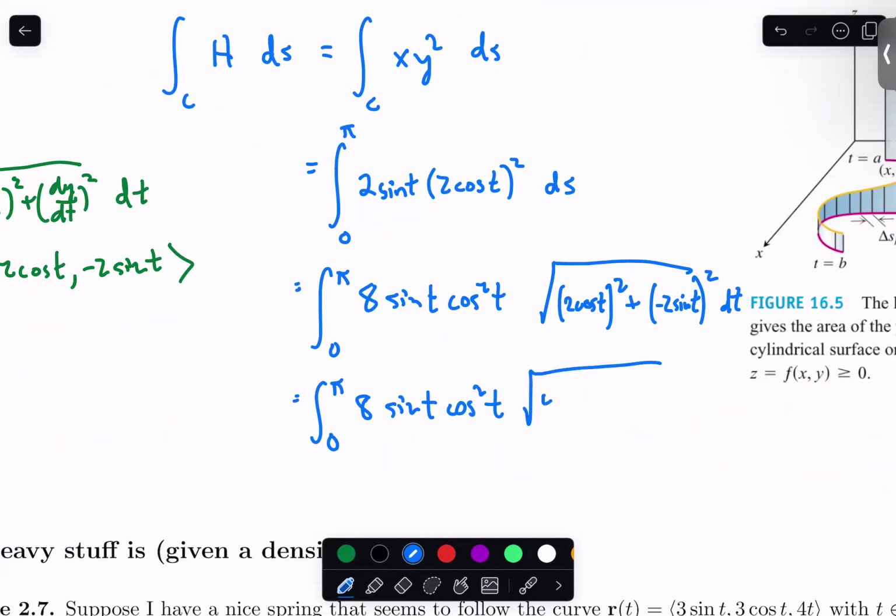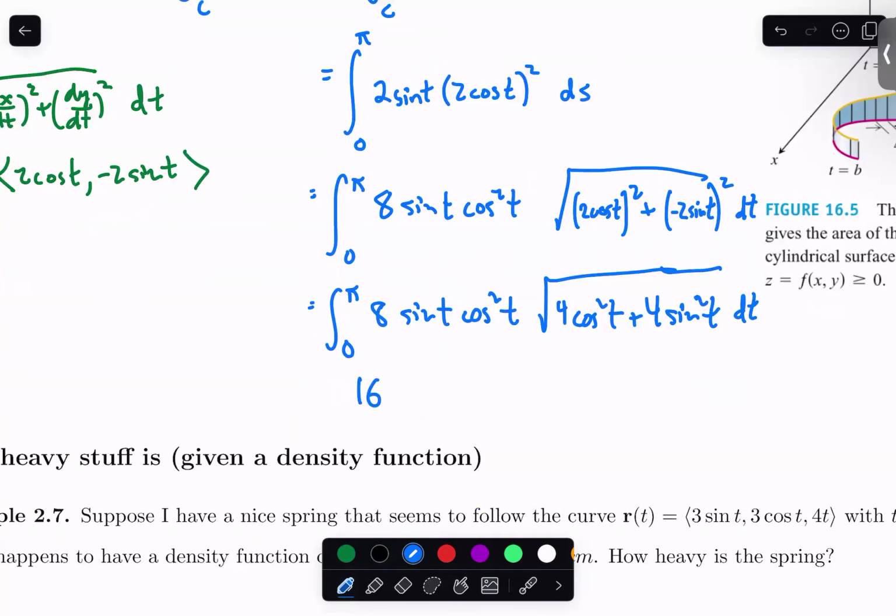So I'm going to have what? 4 cosine squared plus 4 sine squared. If I factor out my 4, I'm going to get cosine squared plus sine squared. That's equivalent to 1. So I'm going to have the square root of 4 times 1. The square root of 4 is 2. So ultimately, this is going to be 16.